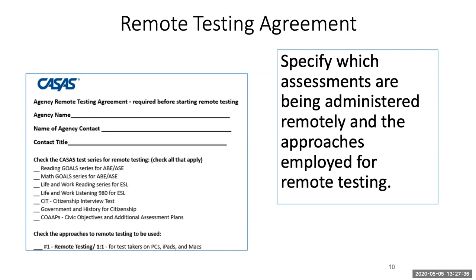So by forcing you to do the agreement first and then jump into remote testing, it ensures that you're giving thought to the remote testing procedure, the technology, the assessments, all of those things you need to think through before you do remote testing. By addressing these basic decisions first, it guarantees that you did exactly that before doing it. Next slide, please.